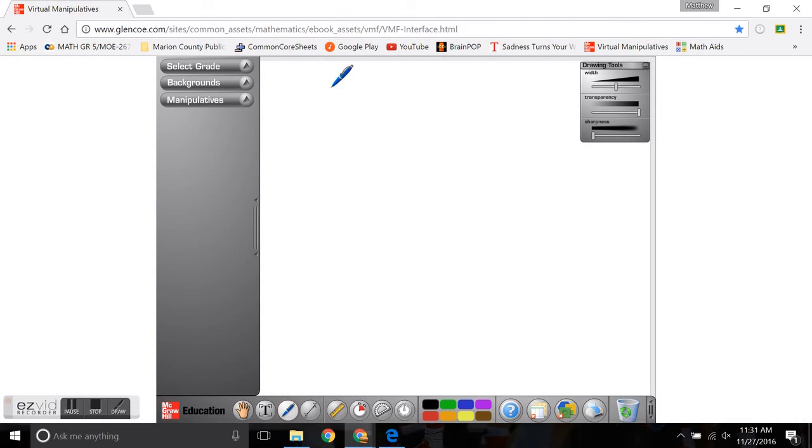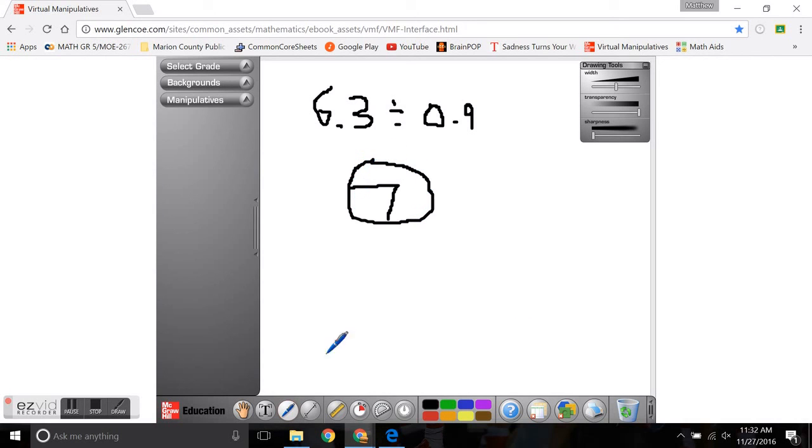6 and 3/10. Boy, that is just ugly. It's very hard to draw with this pen with a mouse. 6 and 3/10. Let's see here. What is 63 divided by 9? Well, I'm pretty sure that's 7. Well, let's think. Should that be 7/10? Should it be 7 wholes? Well, yes. 6 divided by 1 is 6, so this is most likely going to just be 7.